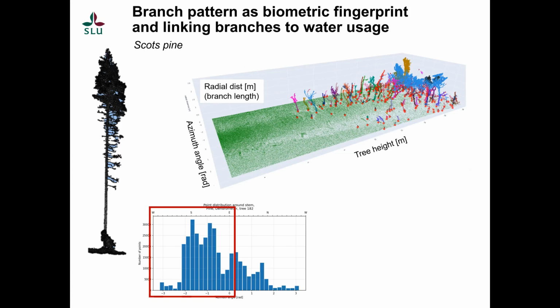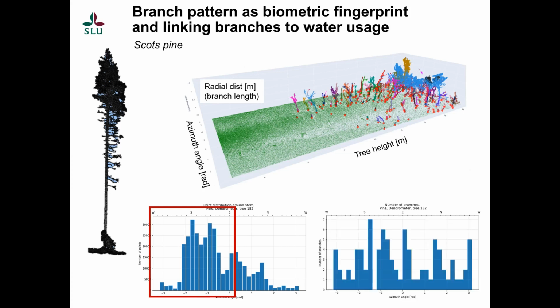Here we have, this is the west direction, this is south, this is east, and this is north. So in this case, we have more branches on the south side of the tree, which makes sense, which also makes it consume more water. And this last one is just the number of branches, a histogram of how many branches, because the number of branches is not necessarily the same as how much branch weight we have on each side.